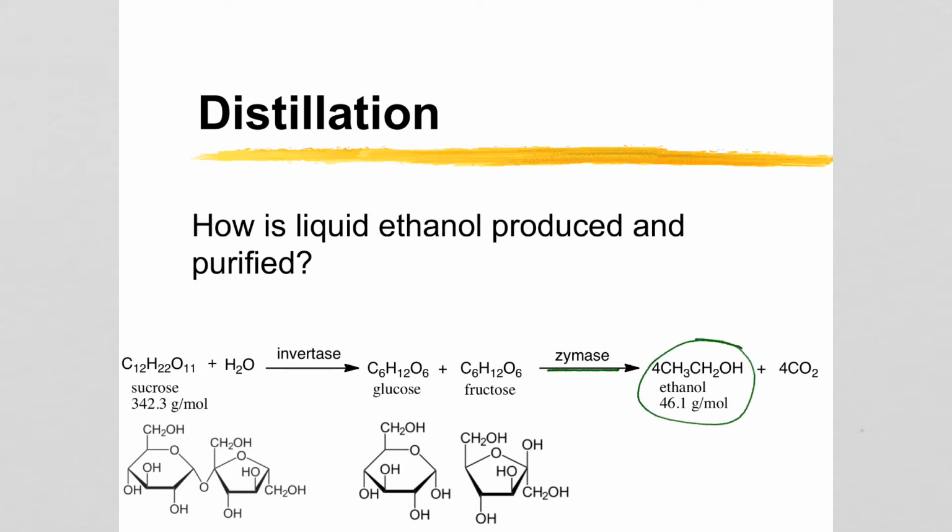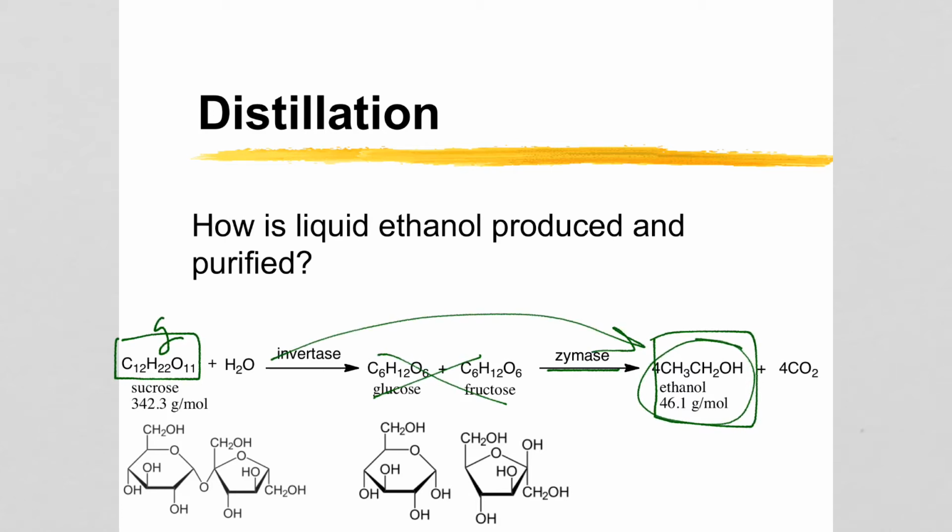Now, this is your reaction this week, and you started with a certain number of grams of sucrose, so you should be able to figure out what the theoretical yield of ethanol is. Notice you don't need to worry about this part of the reaction. You can just go from here to here. And notice for every 1 mole of sucrose, 4 moles of ethanol are produced.